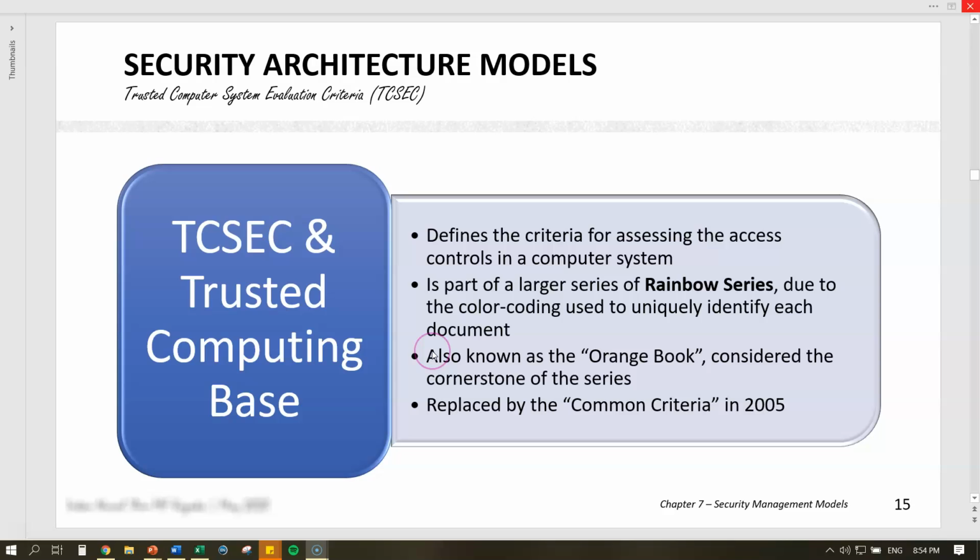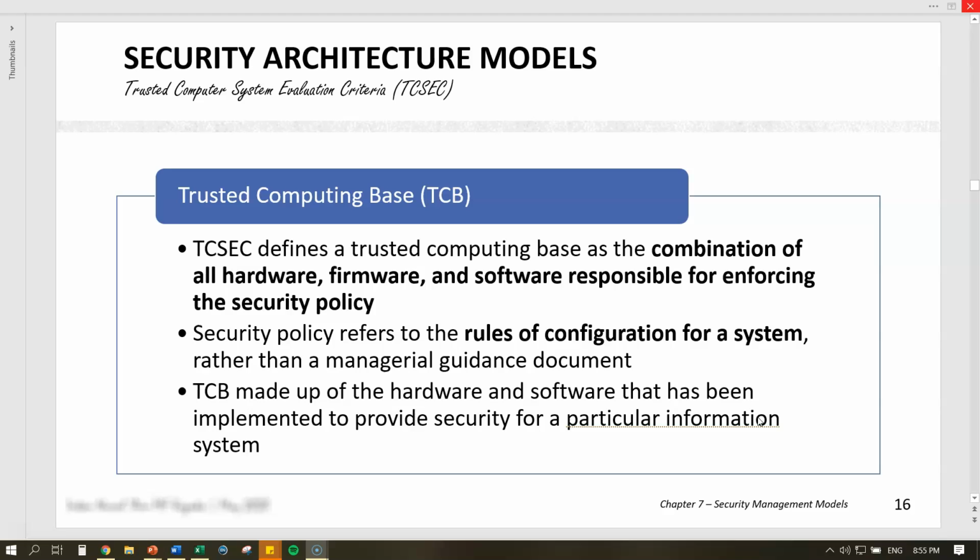This security architecture models, also known as the Orange Book, these security architecture models has been replaced by the new type of architecture model called Common Criteria. Now let's look at TCB, Trusted Computing Base. Sebenarnya TCSEC dan Trusted Computer Base ni adalah dalam kategori security architecture models yang sama. Cuma perbezaan dia ada daripada certain elements yang ada pada TCSEC tak ada pada TCB.